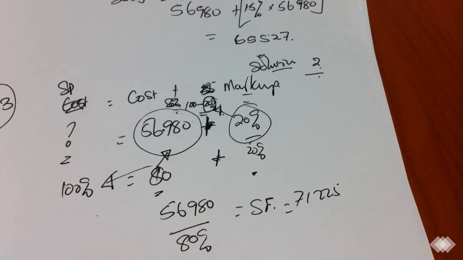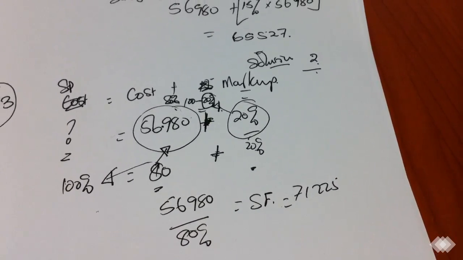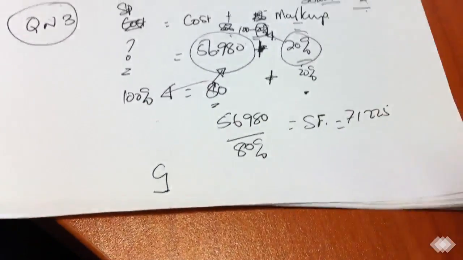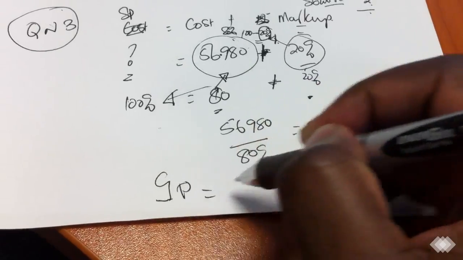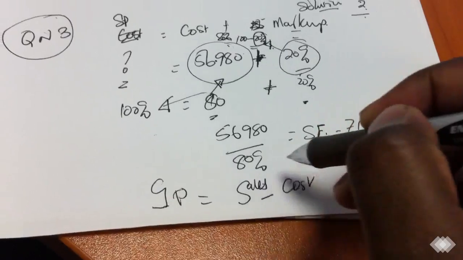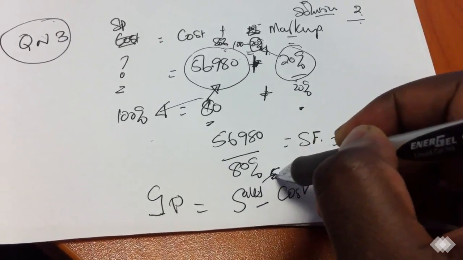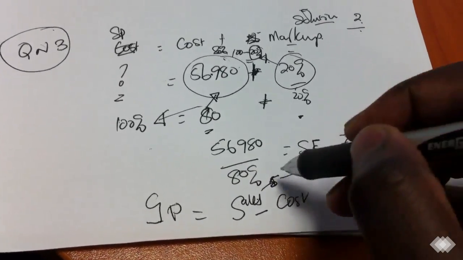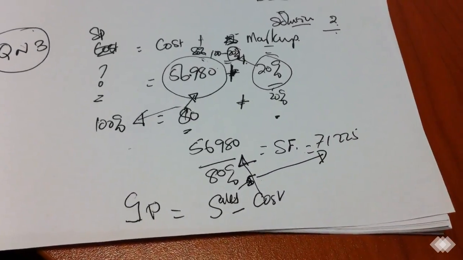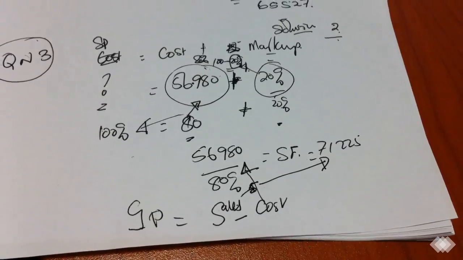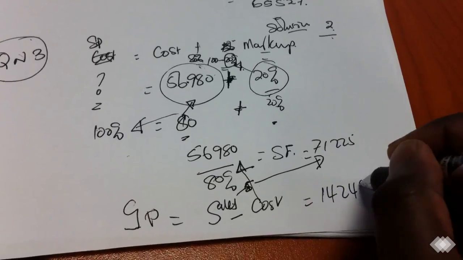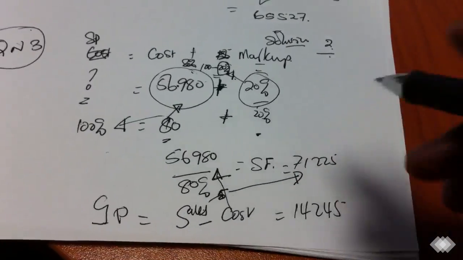What are we determining here? We want to get gross profit. So gross profit is the difference between your sales less cost of sales. You're given sales, we got the sales figure there. We have the cost figure there. So how much is your GP? 56980. The difference between that should be 14245. Do we have that? Yes.